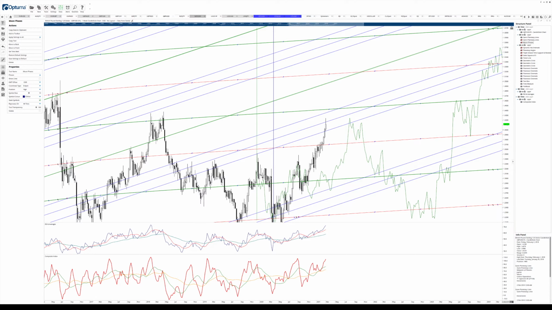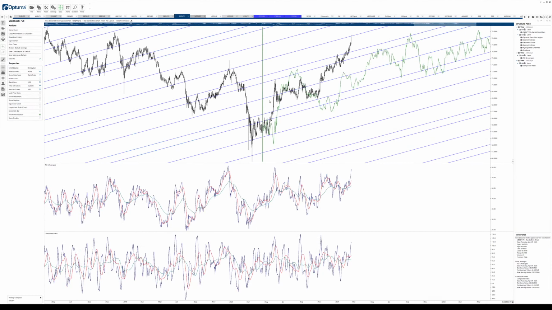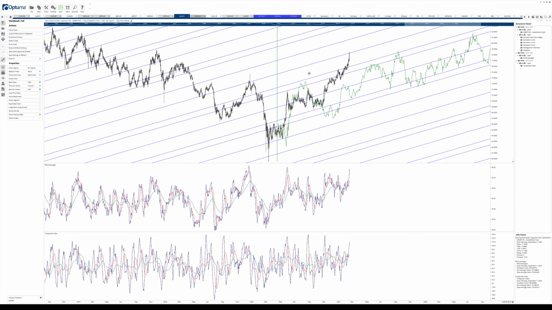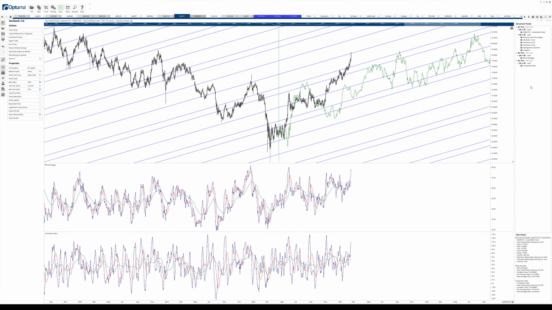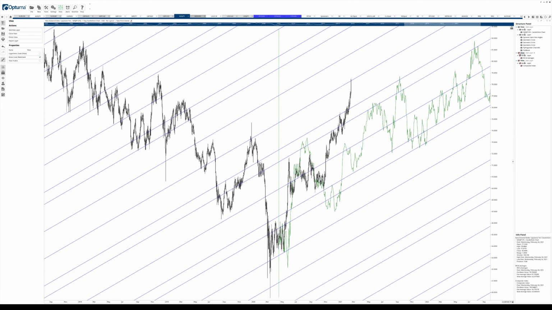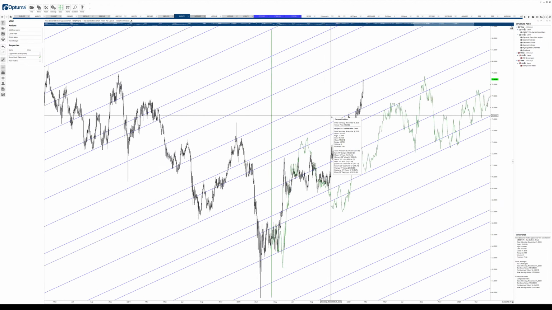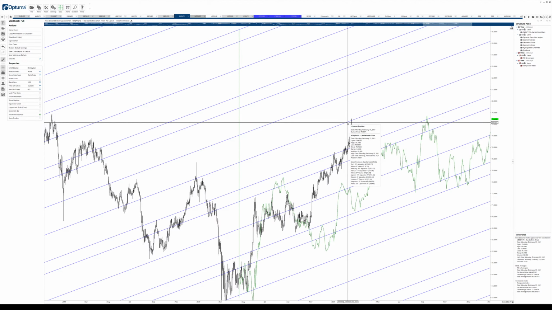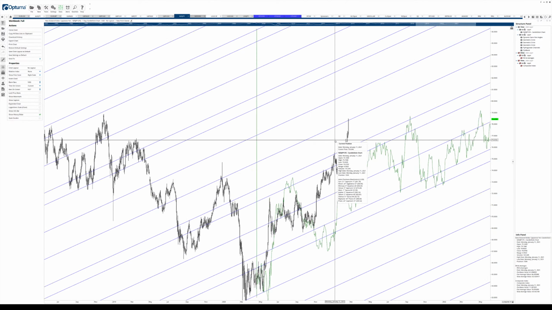Perfect. All right. Just going to go over why I am looking at shorts on the Aussie yen and the Kiwi yen. I'll start off with the Kiwi. So, in these Pythagorean channels, we have price coming up right against one of those channels, and it's in a very extended condition.